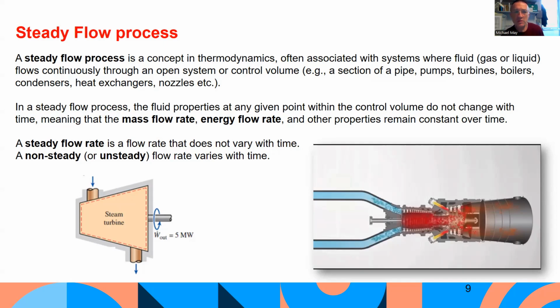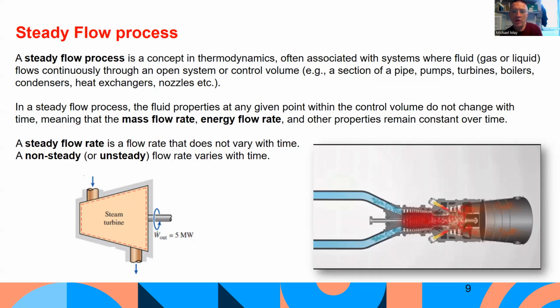In a steady flow process, the fluid properties at any given point within the control volume do not change with time, meaning that the mass flow rate and energy flow rate and other properties remain constant over time. A steady flow rate is a flow rate that does not vary with time, and a non-steady or unsteady flow rate varies with time. So in a power plant, for example, you've got a boiler, condenser, turbine, feed pump. They can all separately be regarded as open systems and analyzed as open systems.